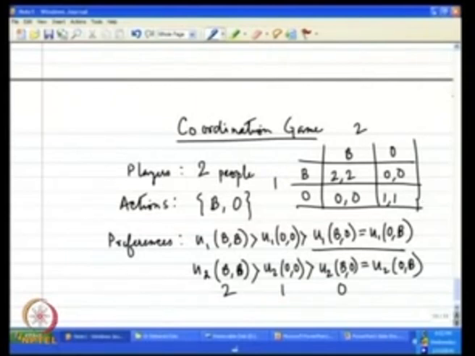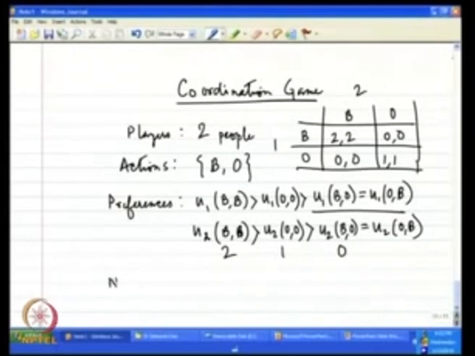Now, in this game, what are the equilibria? The Nash equilibria in this game, if I examine this game carefully, I will find that there are two Nash equilibria. One is BB and the other is OO. That is, both of them going to the boxing match together is a Nash equilibrium, and both of them going to the opera house together is also a Nash equilibrium. Though there are these two Nash equilibria, it is clear from this game itself that one Nash equilibrium, that is BB, is better than the other Nash equilibrium, which is OO.